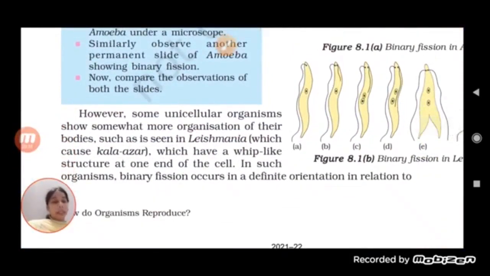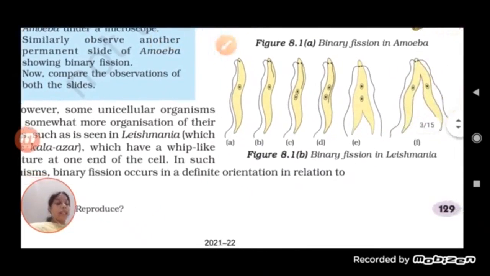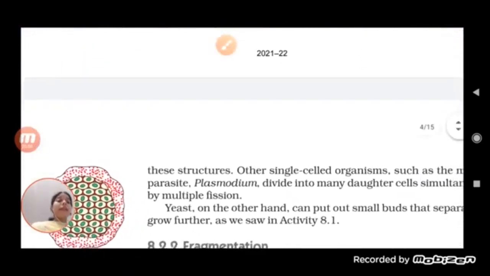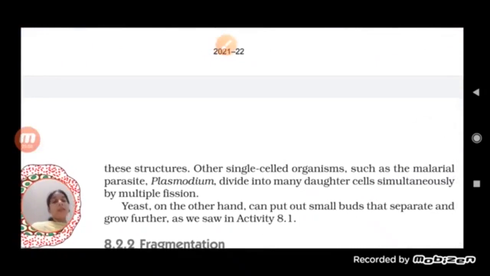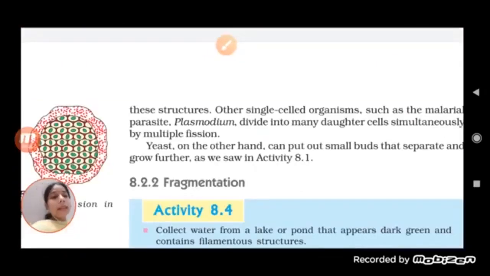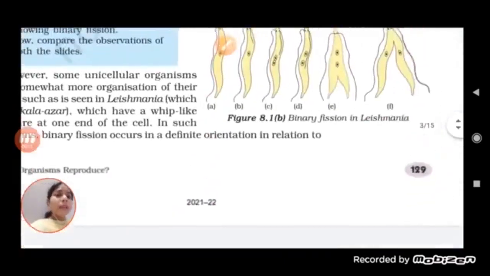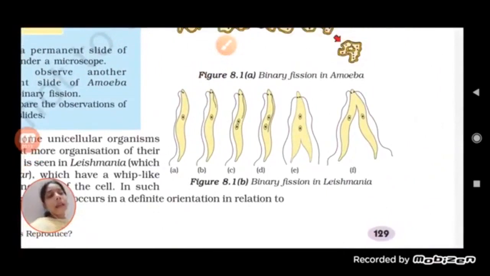However, some organisms have somewhat more organization of their bodies, such as seen in Leishmania, which causes Kala-Azar, and which has a whip-like structure at one end of the cell. In such organisms binary fission occurs in a definite orientation in relation to this structure. Other single-celled organisms such as the malarial parasite Plasmodium, and yeast, on the other hand, can put out small buds that separate and grow further. So yeast produces a small bud that separates and grows further.